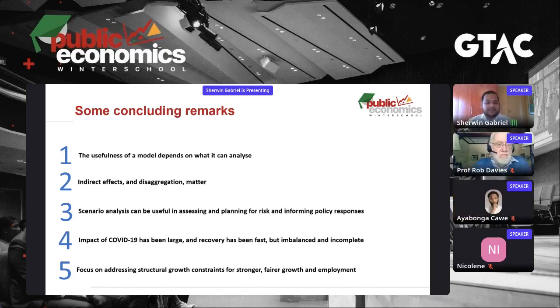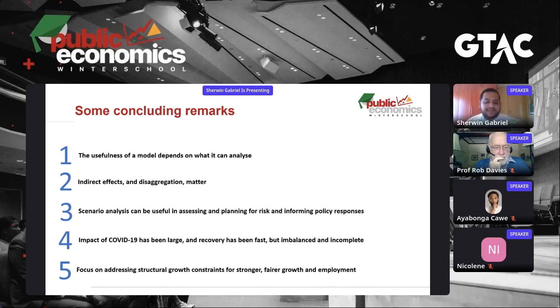This enables us to analyze the distribution of impacts, captures important feedback and transmission mechanisms, and helps unpack the broader story of what's going on and helps policymakers avoid unintended consequences. Scenario analysis can be useful in assessing and planning for risk and informing policy responses. One thing that the pandemic has certainly shown us is that it's important to project and plan for low probability, high impact events, such as potential dangers to the health system and climate risks, for example, and it's certainly highlighting that we need to have these in place.